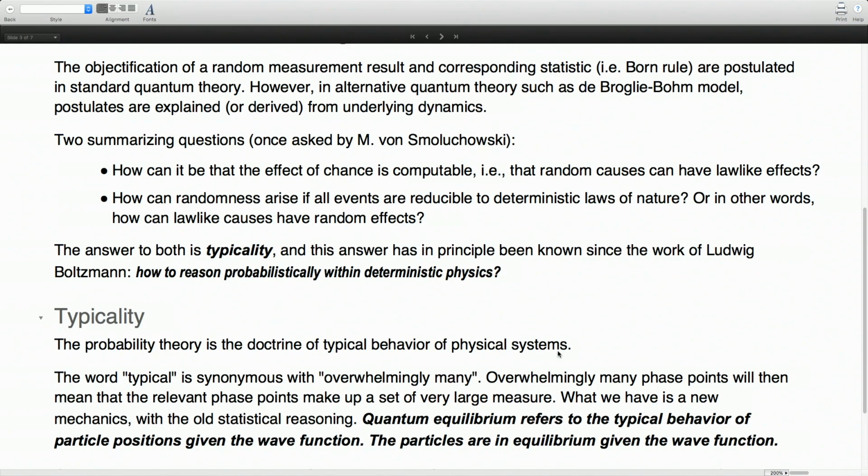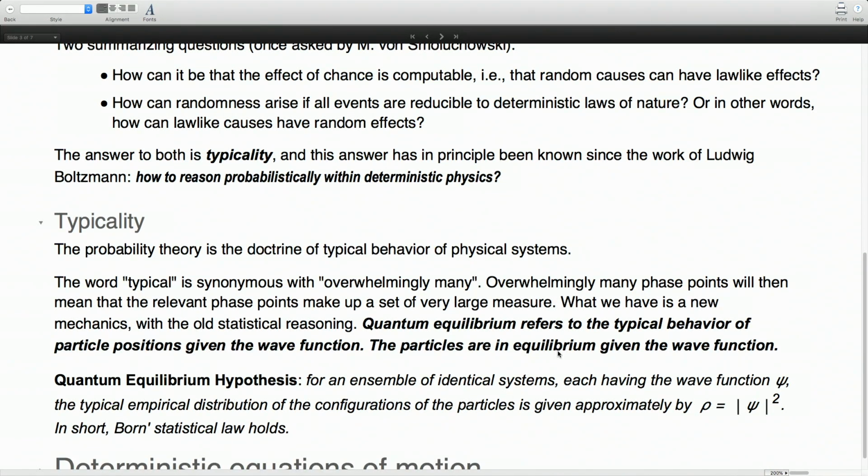We would say that most particles would behave like that. That's how we do reasoning within a deterministic theory. So the fundamental concept for a probabilistic description within a deterministic theory is typicality. In Bohmian mechanics, it is based on what some physicists call a postulate, while some physicists can explain it. Let me call it a postulate: that assumption is called quantum equilibrium.